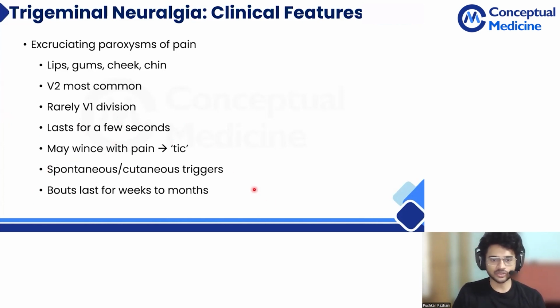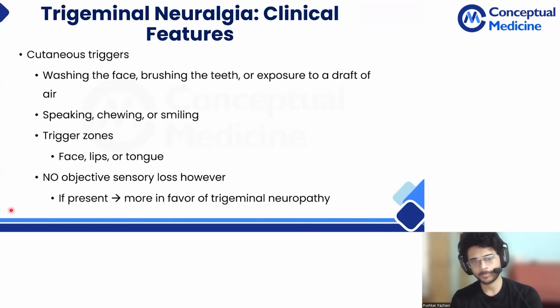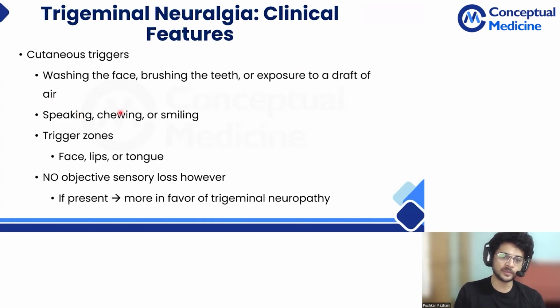As I mentioned, the bouts usually last for around weeks to months. However, they spontaneously remit, but usually they tend to relapse over time. So as I mentioned, the cutaneous triggers can be washing the face, brushing the teeth, or exposure to a draft of air. It can even be triggered by speaking, chewing, or even smiling. The usual trigger zones are over the face, lips, and the tongue. However, there is no objective sensory loss.